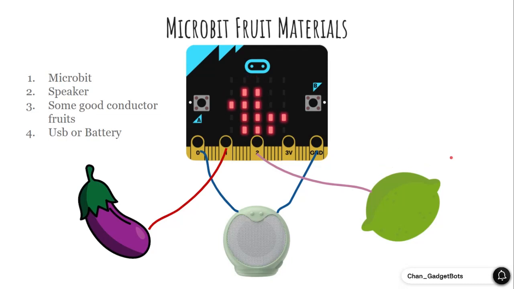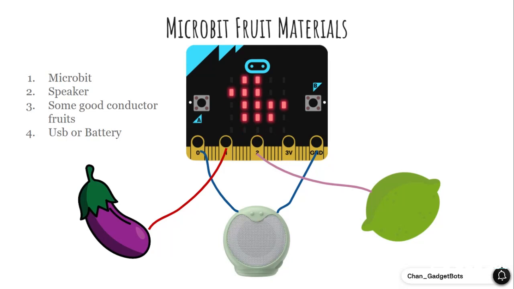So here, whenever I press eggplant, it means pin P1 is pressed and will make a sound which comes from the speaker. While I press fruits, the LED icon will also flash. The microbit setup is run by electricity, which you can either connect to run by battery or just connect to your laptop with USB, which is just fine.